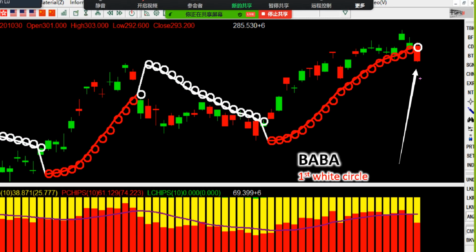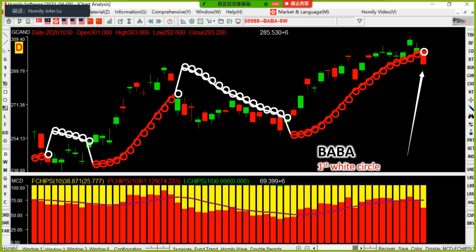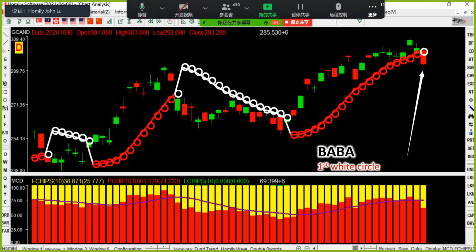Just before the Ant Group release, before the Double 11, the China online shopping festival, that is a good timing. You can buy and hold. But now very close to the event, the good news is released, then the price drops. So for Alibaba, we got the first white circle. But for medium term and long term, I think also very good. So short term got the sell signal. If you want to take profit, you can take profit. That is the sell signal for Alibaba.